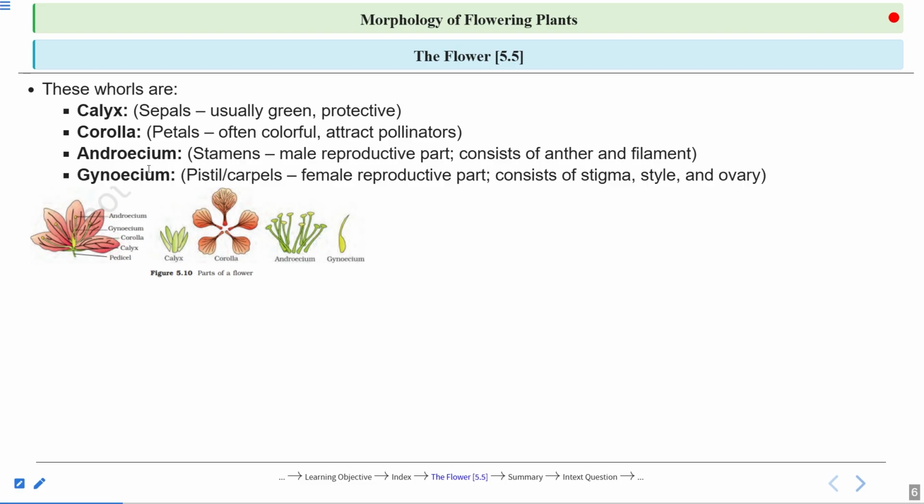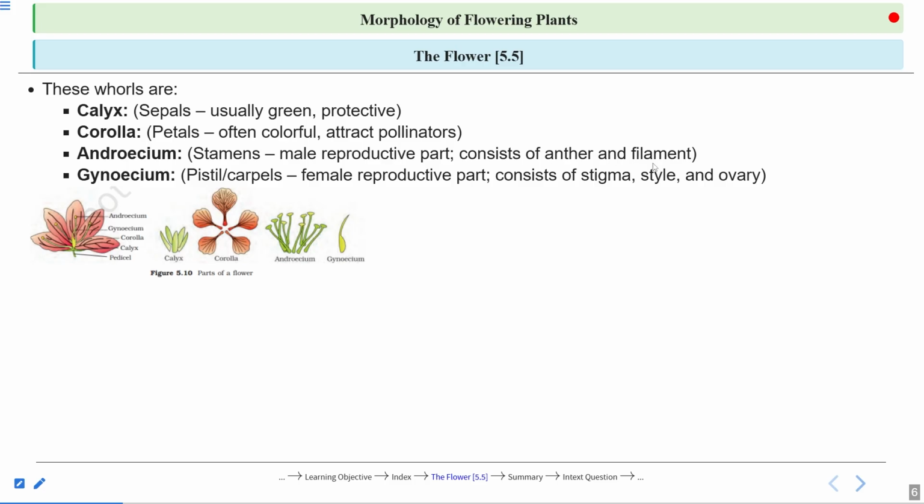The third, from the outer side, is the androecium. Here you can see androecium. The unit is the stamen, and all the stamens unitedly are called as androecium. So what is this stamen? This is the male reproductive part, and the stamen has two parts.